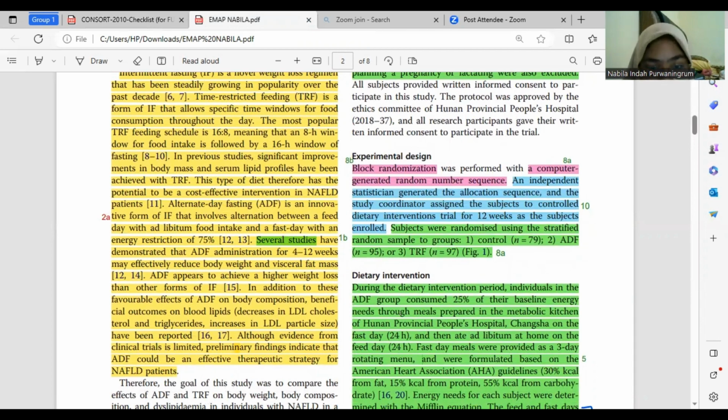Number 10, I'm sorry. So what it is actually is, it needs to tell who is the one who enrolled the patient, who is the one making the generated allocation sequence, etc. And it is being stated here.